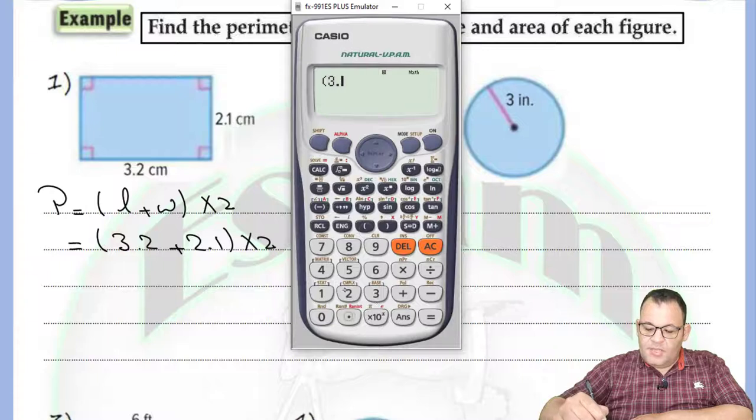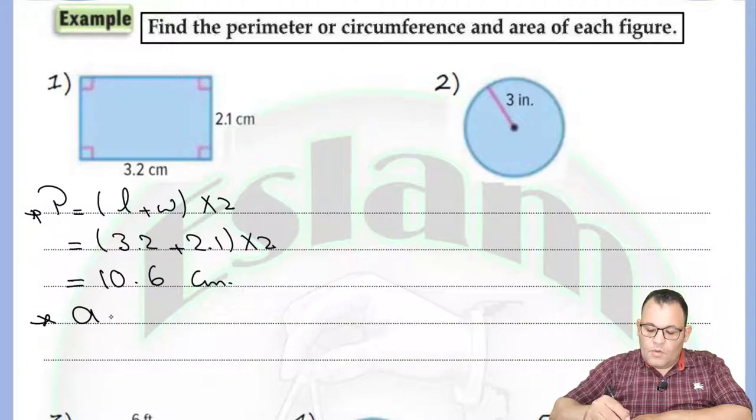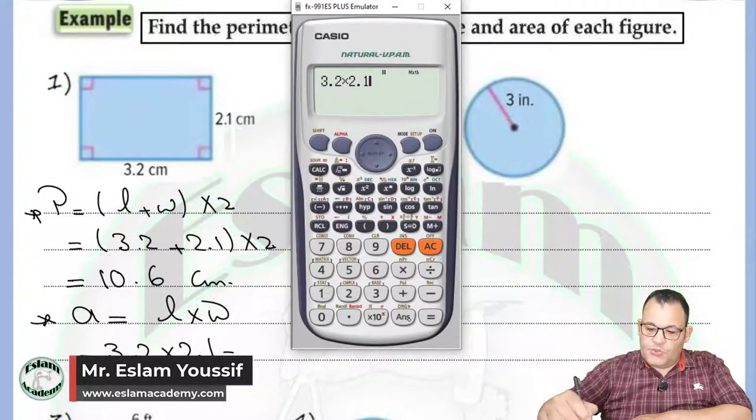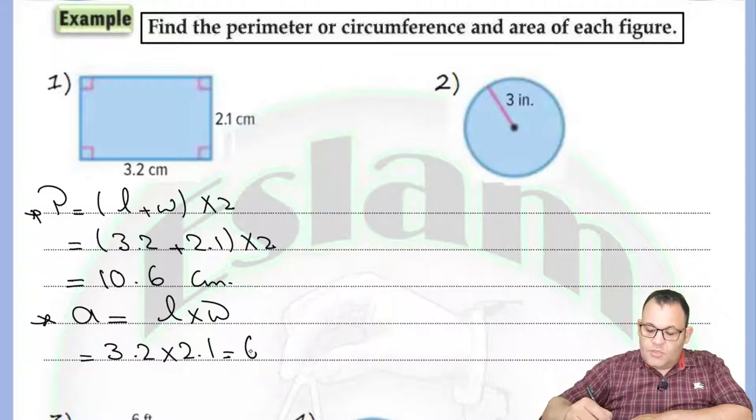Then we can use a calculator. By using the calculator, we will find that 3.2 plus 2.1 multiplied by 2 equals 53 over 5, which equals 10.6. So the answer will be 10.6 centimeters. Now we need to find the area. The area equals length multiplied by width, which is 3.2 times 2.1, which equals 6.72. So the answer now will be 6.72 centimeters squared.